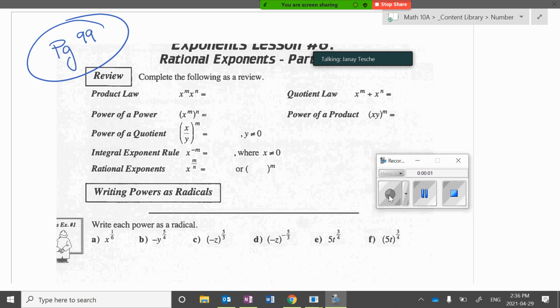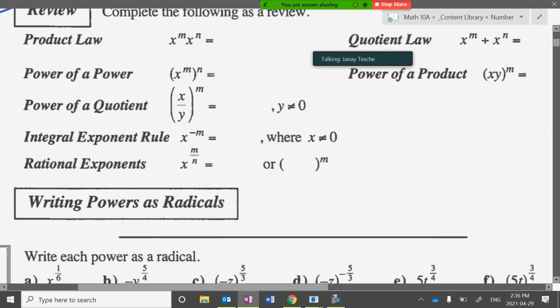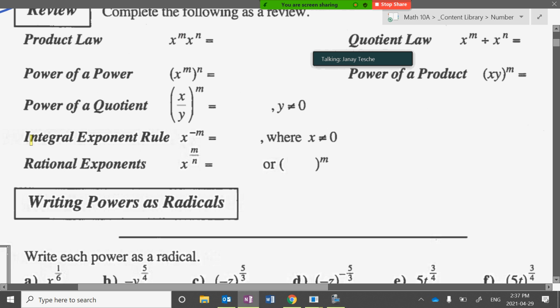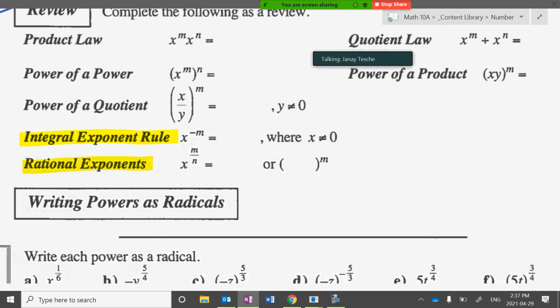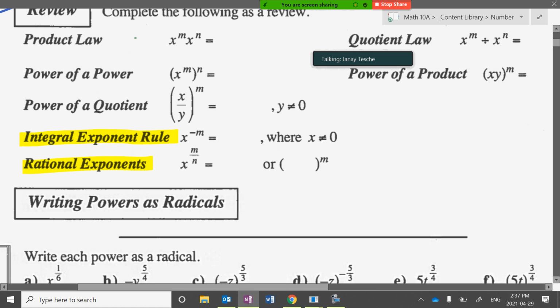A little bit of review. At the very top of this page are all of your laws. Let's go over the most recent ones that aren't grade 9. We're on page 99. We have covered integral exponents and rational exponents. Integral just means integer, which specifically they're talking about negatives. If I have a negative exponent, I change it to be like a fraction, and this would become x to the power of m in my denominator.